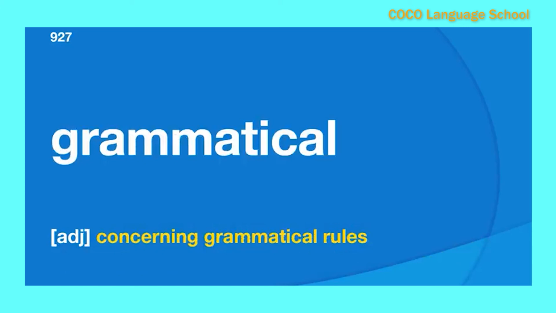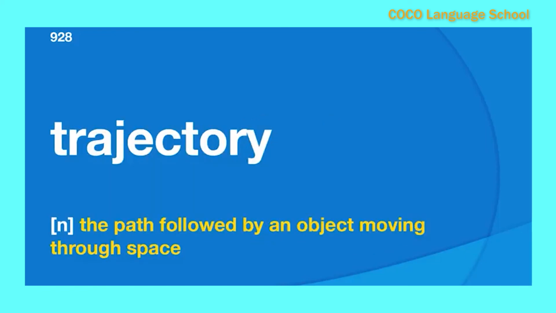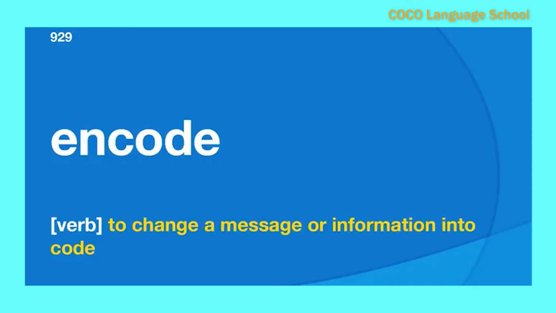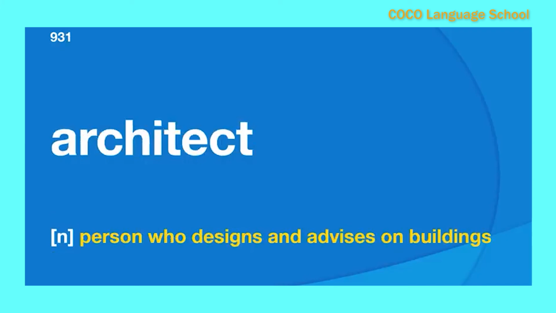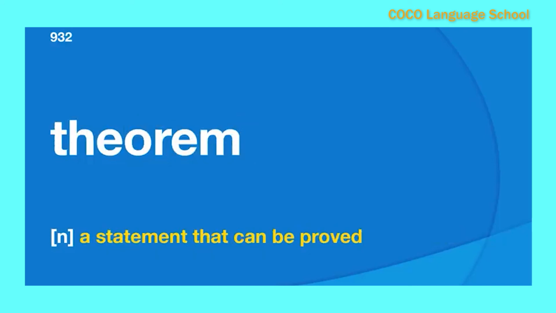Concerning grammatical rules. Grammatical. The path followed by an object moving through space. Trajectory. To change a message or information into code. Encode. The spirit of love of your country, for example, leading to war. Nationalism. Person who designs and advises on buildings. Architect. A statement that can be proved. Theorem.